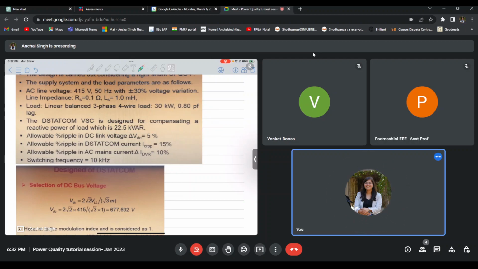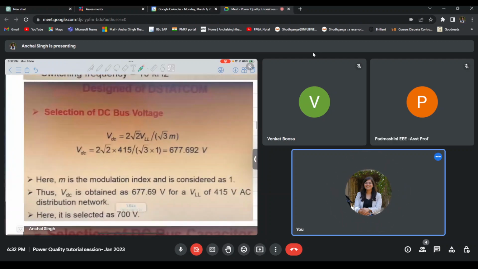And let us assume that the allowable ripple in VDC, D-STATCOM current and the AC mains current is given as 5%, 15%, 10% respectively. And let us assume that the switching frequency that we are considering is 10 kilohertz. Then let us start with the design of DC bus voltage.